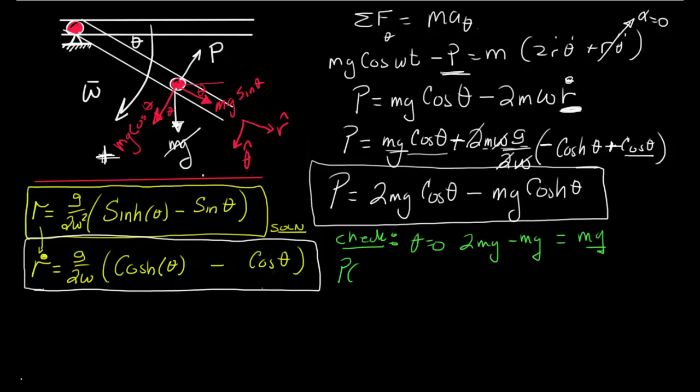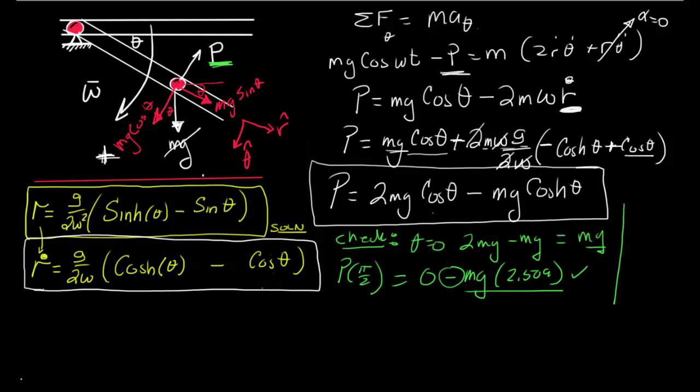And for theta at pi on 2, 90 degrees, cosine goes to 0, cosh goes to 2.509, and there's our solution for that. Also note that it's negative, which tells us that the P value has turned around, and when we're at the bottom here, it's actually pushing on it. It's opposite of the direction that we had guessed before.